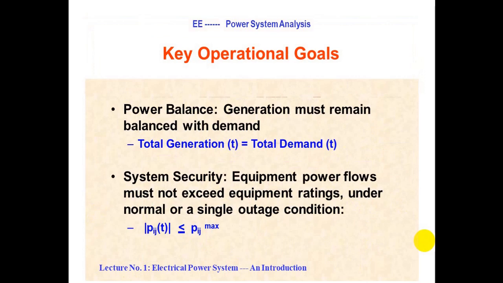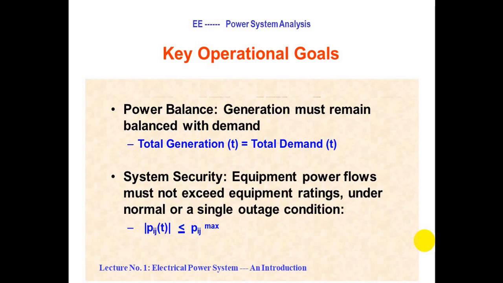So this is all about the electrical power system components, and what are the main targets when we talk about the power balance. Main operational goals involve power balance, which means generation must remain balanced with the demand. So which means total generation is equal to total demand. If this is fulfilled, then there is no shortfall of power generation. There is no outcome which we see in the form of load shedding.